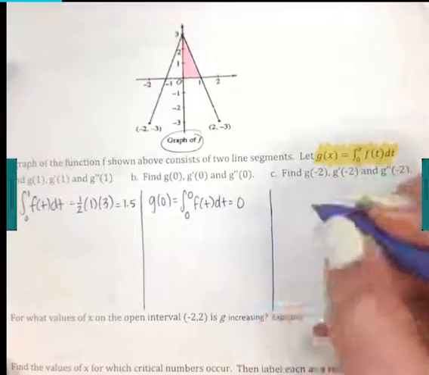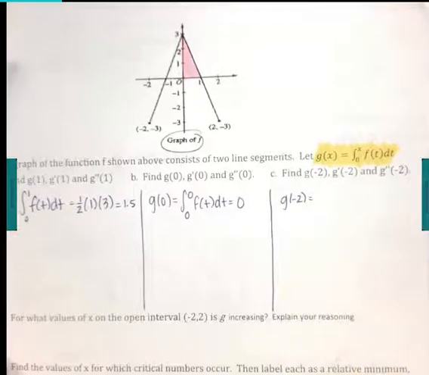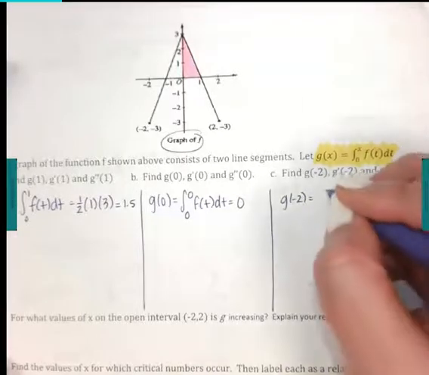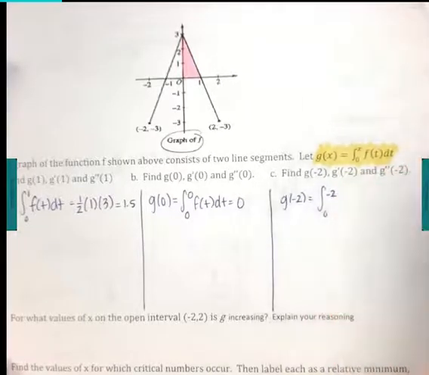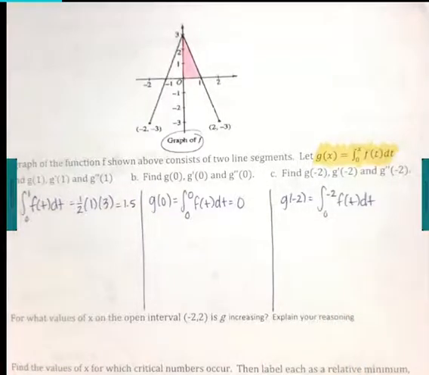Okay, now let's do one more. Let's do part C. How will I find g of negative 2? Plug negative 2 in where? At the top, where the x was. Okay, well then 0 to negative 2, what shape am I shading there?